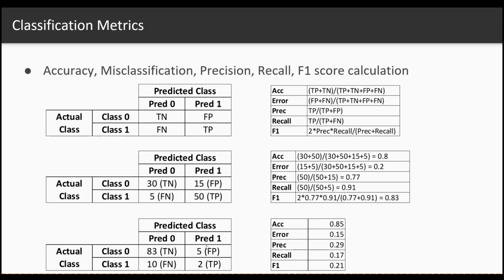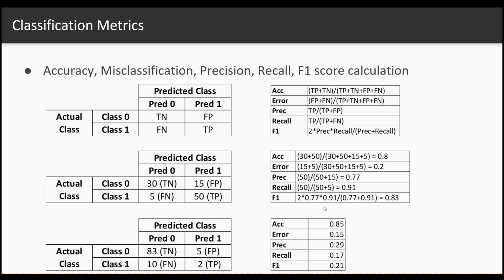What I'm trying to show here is that this is more of a balanced set. There's 55 from the actual positive class, and 30 plus 15, 45 from the negative class. So the values are pretty close. That's why you can see that accuracy, precision, recall, and F1 score are not too far off from each other.